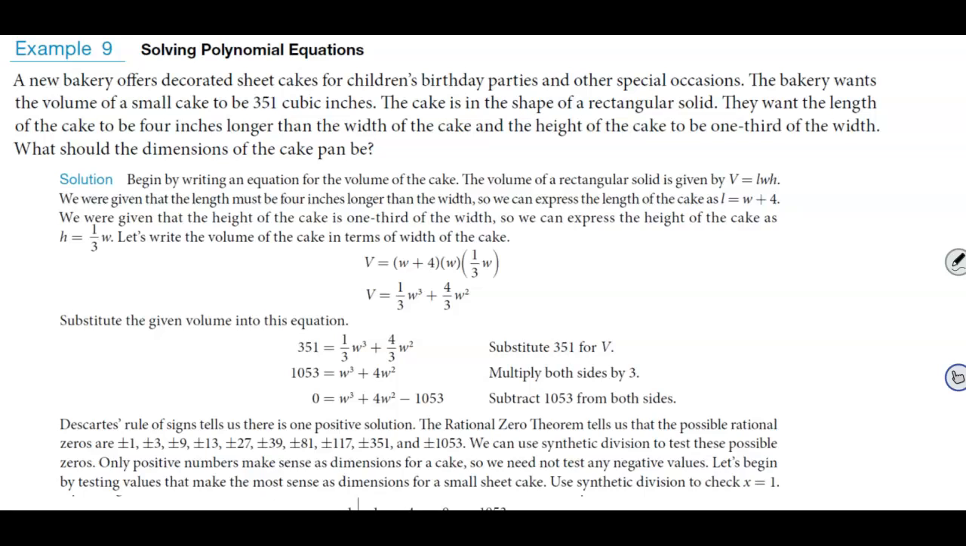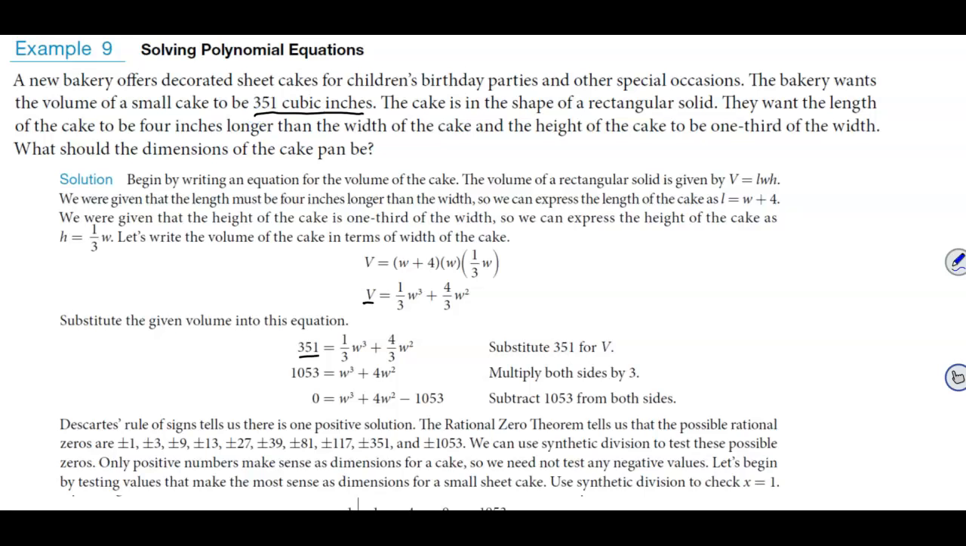Now we're going to have to solve for W by plugging in the volume of the cake at the beginning of the problem. So the volume was 351 cubic inches. So we're going to replace V with 351. So we have 351 equals 1/3 W cubed plus 4/3 W squared.